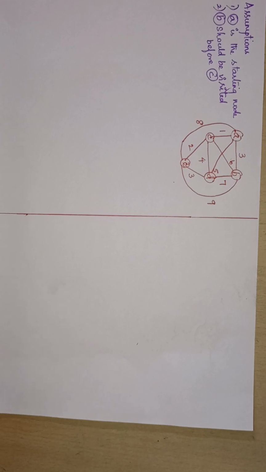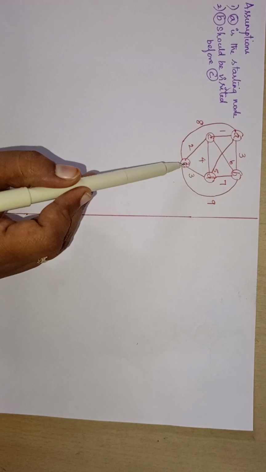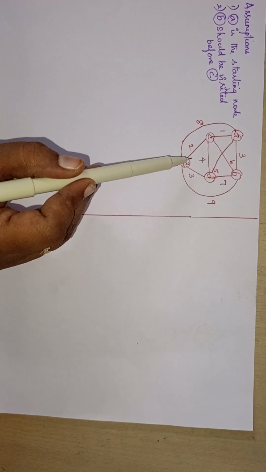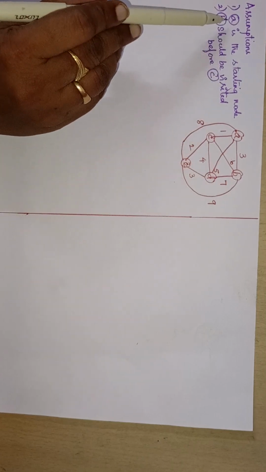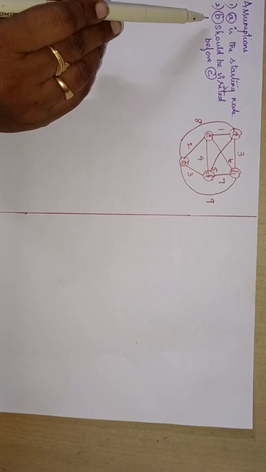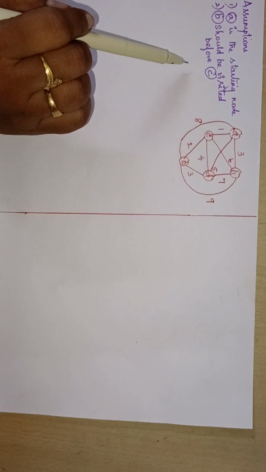Here is the graph in which there are 5 cities named A, B, C, D, E. The assumption is the salesperson should start from the city A, and assumption number 2 is city B should be visited before C.